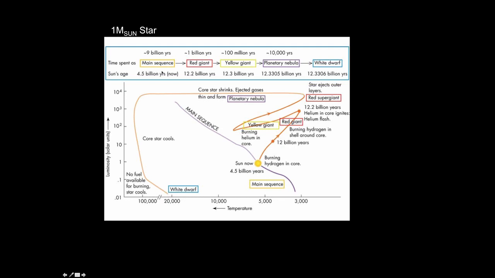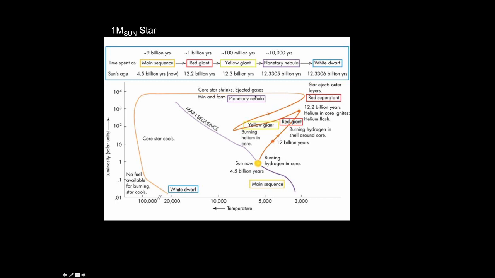So to summarize, for low-mass stars, let's take our Sun as an example. Our Sun will spend about 9 billion years on the main sequence. We're halfway through that now, burning hydrogen into helium. It'll spend about 1 billion years as a red giant. It'll spend about 100 million years as a yellow giant. That's on the horizontal branch, where you're burning helium in the core. And then about 10,000 years as a planetary nebula.